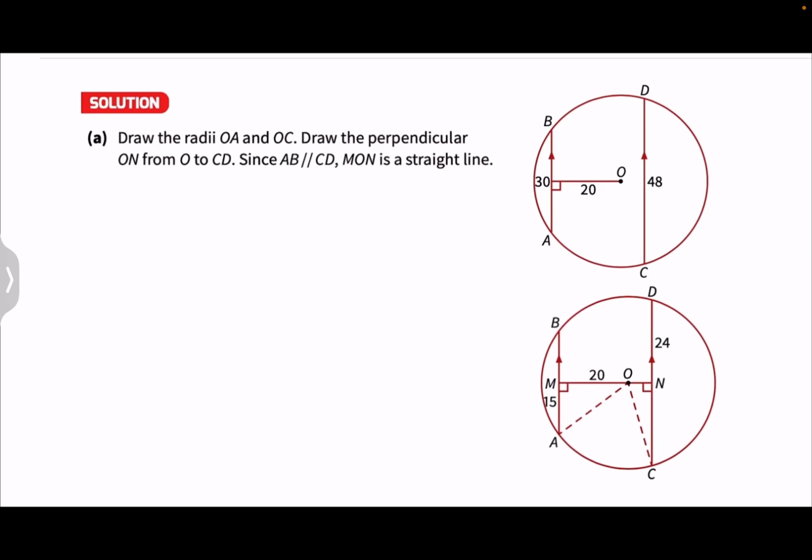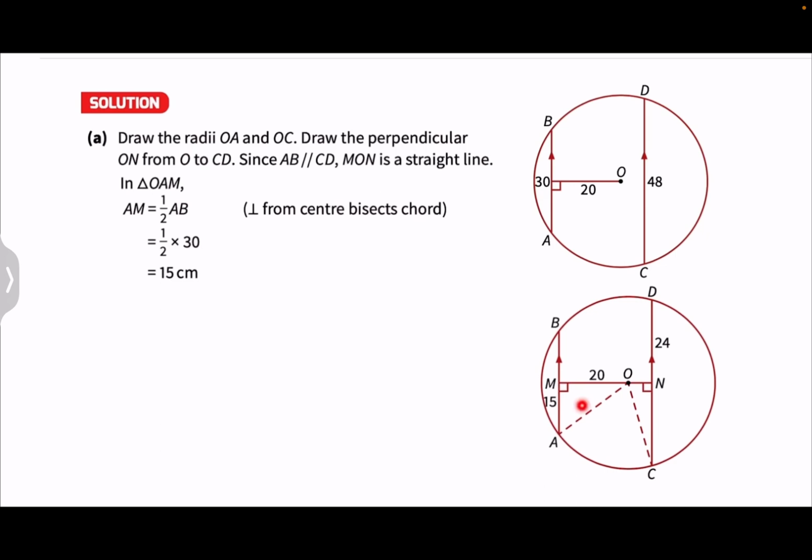So to find the radius of this circle, we'll focus on this triangle OAM. The length of AM will be half the length of AB due to the property that perpendicular lines from the center will bisect a chord. So AM will be half of AB. AB is 30 cm, so half of 30 will give us 15. The length of AM will be 15 cm.